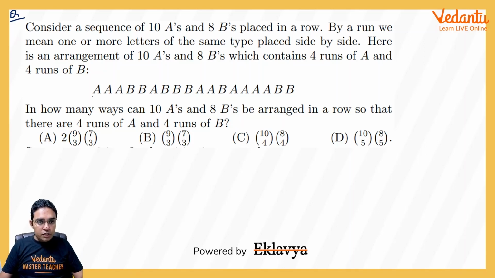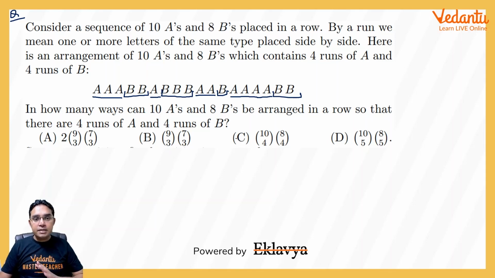And what are 4 runs? Please understand: 1, 2, 3, 4. And 4 runs of B. And what are 4 runs of B? I think this is 1, this is 2, this is 3 and this is 4. Now the question is, in how many ways can 10 A's and 8 B's be arranged in a row so that there are 4 runs of A and 4 runs of B.